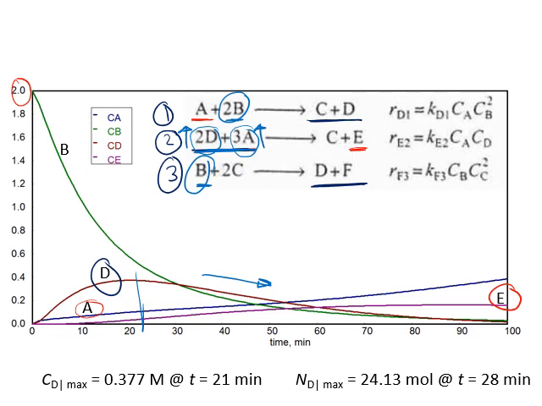Okay, let's look at number of moles. Well, you can look at number of moles by multiplying the CD by V. So ND equals CD times V. Tamam. And you can see that the maximum number of moles of D is 24, and that's around 28 minutes. So maybe you do need to wait a bit more than 21 minutes, right?